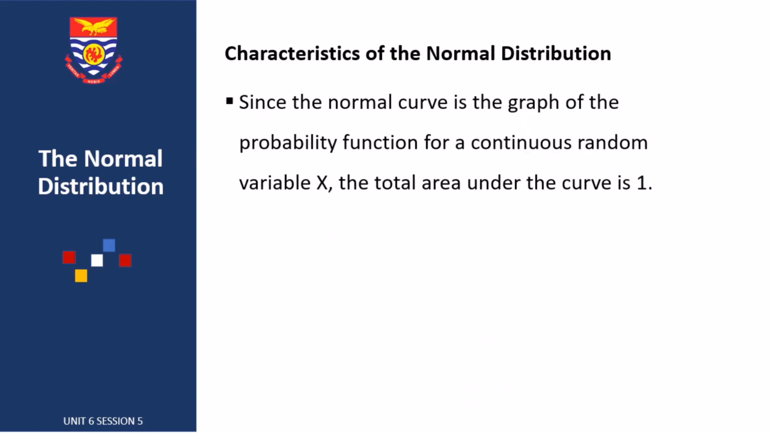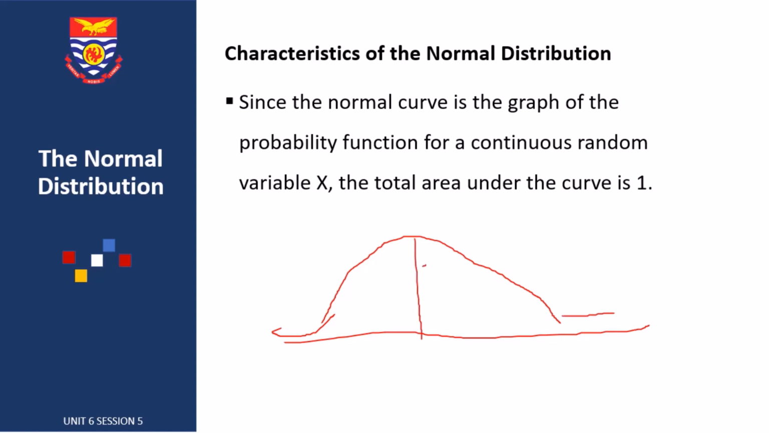One thing you also want to note is that since the normal curve is a graph of the probability function for a continuous random variable x, the total area under the normal curve is equal to 1. What it means is that where we have the mean in the middle, half of the curve here will be 0.5, and the other half on the left side will also be 0.5.